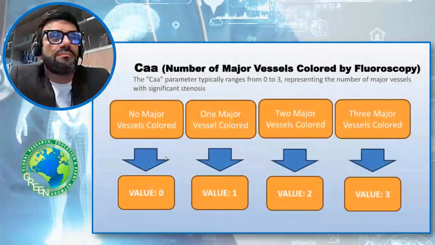The next slide comes to the number of major vessels colored by fluoroscopy. It's a parameter that typically ranges from 0 to 3, sorry. And it represents the number of major vessels with significant stenosis. As you can see, for example, the value 0 means that no major vessel is colored, and the value 3 means that 3 major vessels are colored.